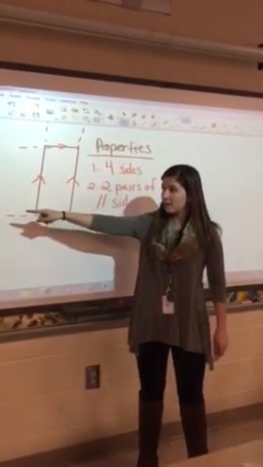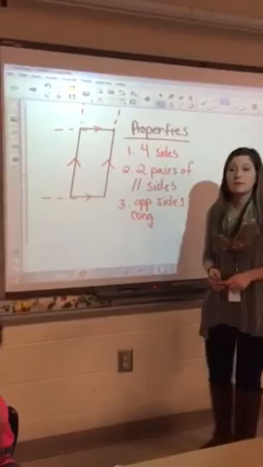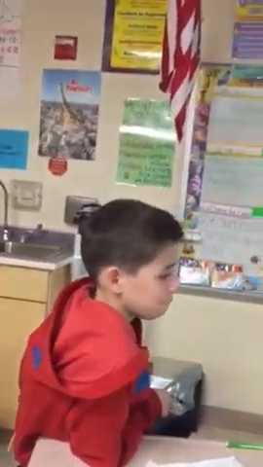So what could we say? How did we describe that earlier? Opposite angles are what? Congruent. So our next property would be opposite angles. This is the abbreviation for angles. Angles are congruent.